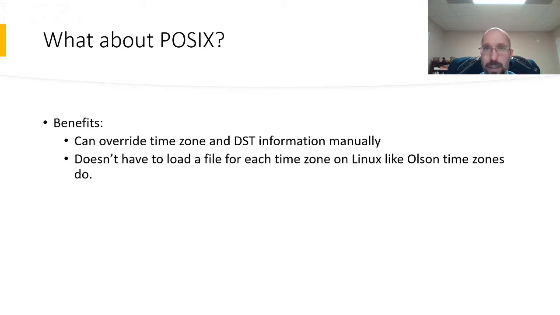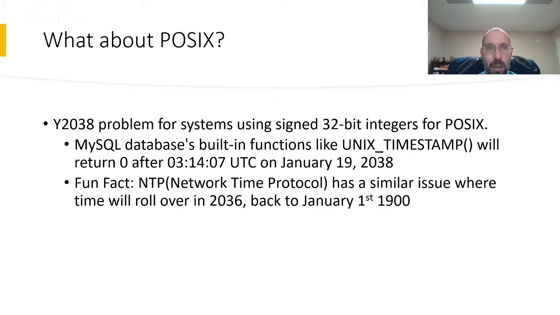But that doesn't mean it's a silver bullet or a panacea that solves all your problems. POSIX has Y2K coming up in the year 2038. So some systems are still using signed 32-bit integers for POSIX. And, well, those numbers are going to roll over in 2038. MySQL's database functions like UNIX_TIMESTAMP will return 0 after 3:14 a.m. UTC time on January 19th, 2038. Now, there's plenty of time to get that resolved, right?